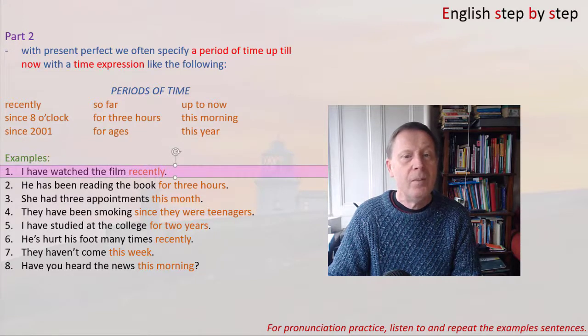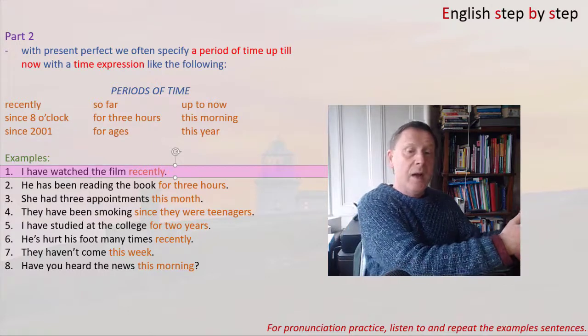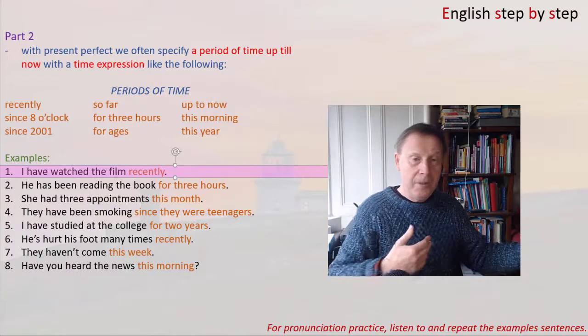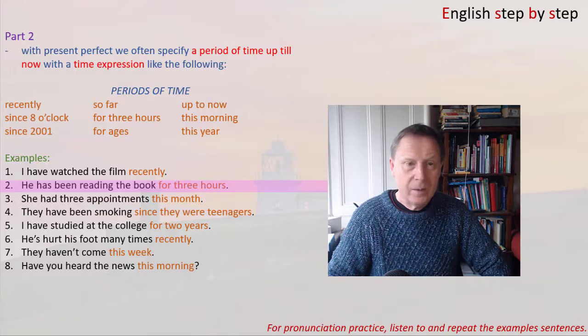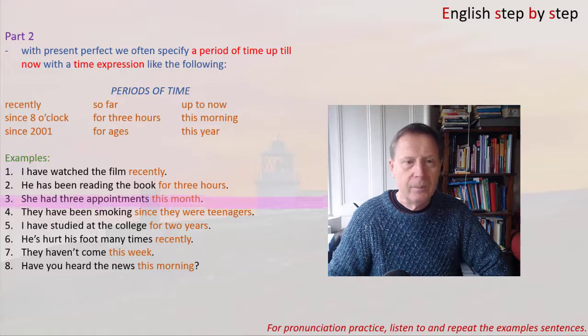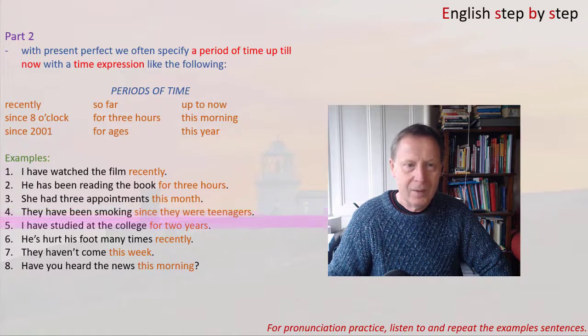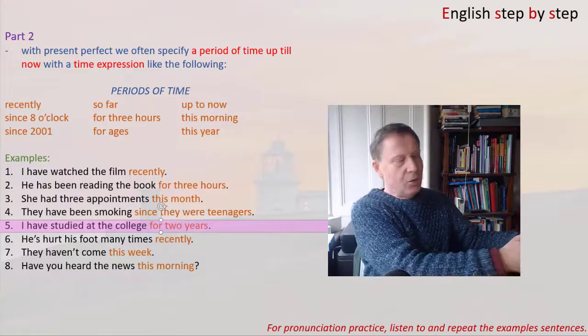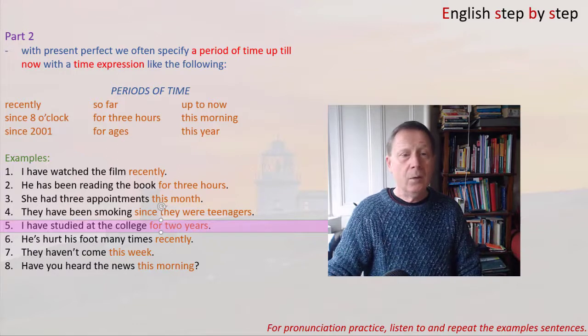So let's look at some example sentences. I have watched the film recently. Now, recently, in this sentence, includes a period which started in the past up until the present. Number 2, he has been reading the book for 3 hours. She has had 3 appointments this month. They have been smoking since they were teenagers. I have studied at the college for 2 years. So that means 2 years starting in the past until now, including now.